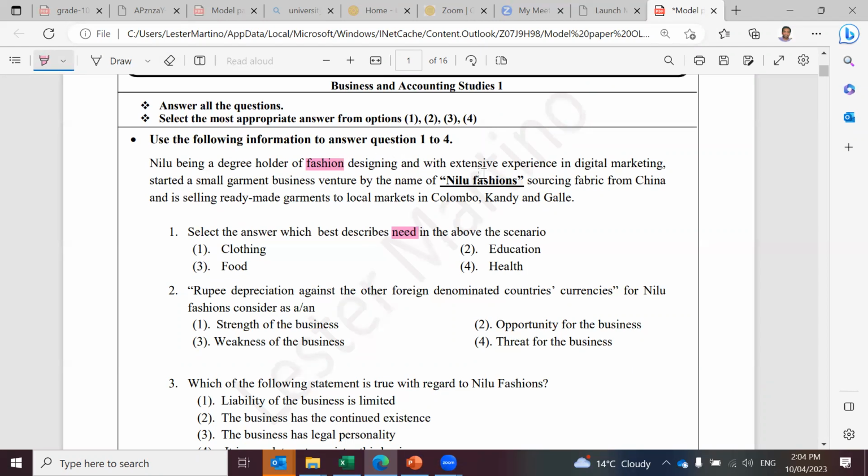Designing and with the extensive experience in digital marketing, started a small garment business venture by the name of Nilu Fashion, sourcing fabric from China and is selling ready-made garments to local markets in Colombo, Kandy, and Galle. So it's about clothing. So it won't take much time, remember.